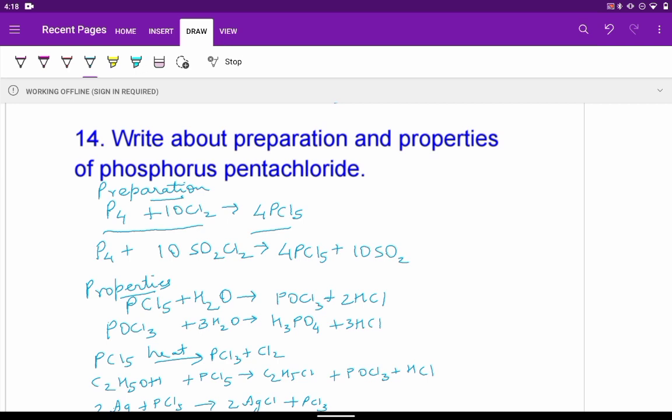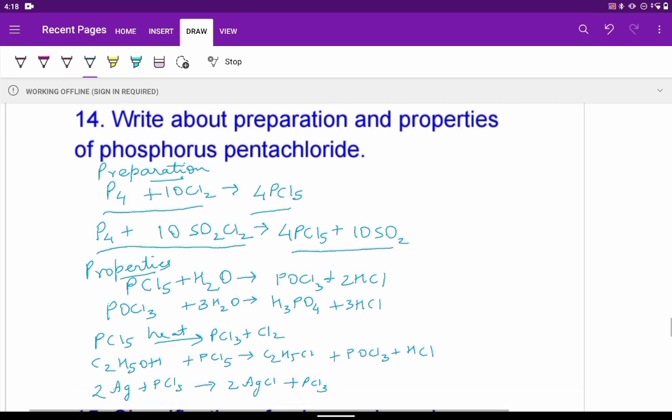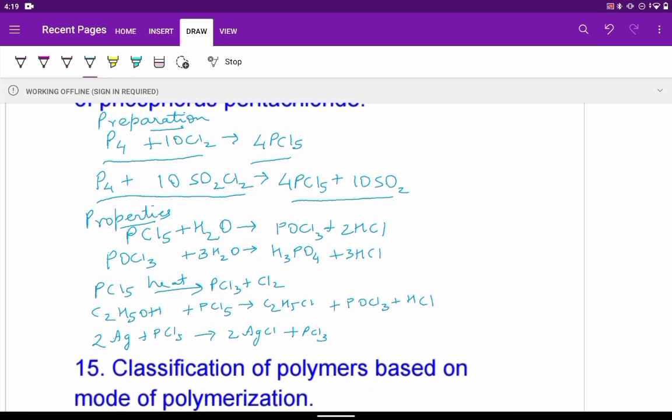It can also be prepared by the action of SO2Cl2 on phosphorus. P4 plus 10 SO2Cl2 gives 4PCl5 plus 10 SO2. So both are the preparation equations which are stating the preparation. Next we come to the properties.